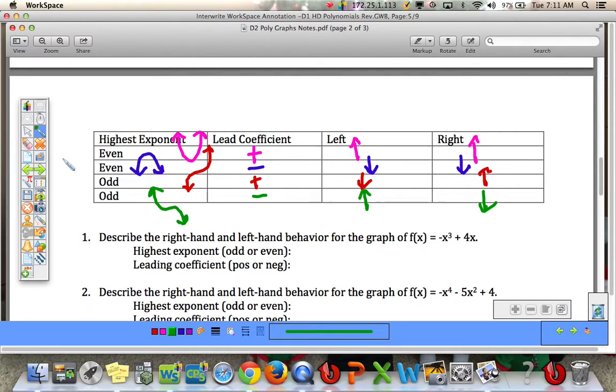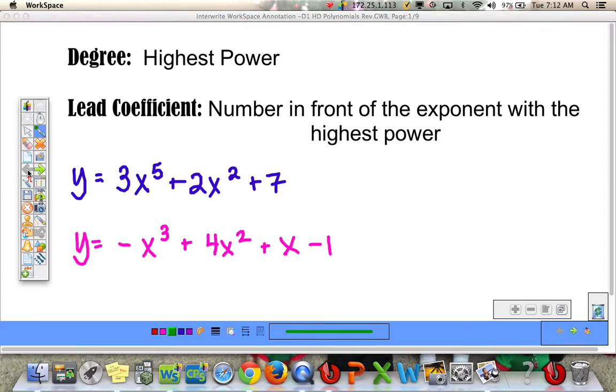Okay, so I want to go from the notes actually to something else. All right, a few things. Degree is the highest power. The lead coefficient is the number in front of the exponent with the highest power. So two examples. The degree of this one in blue is 5 because 5 is the highest power. The lead coefficient is 3.